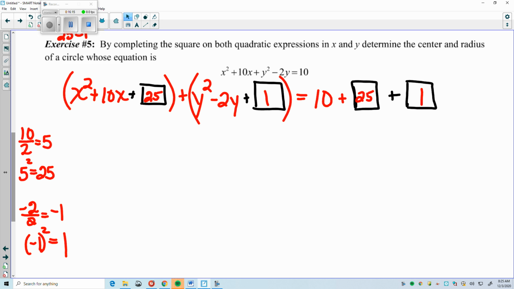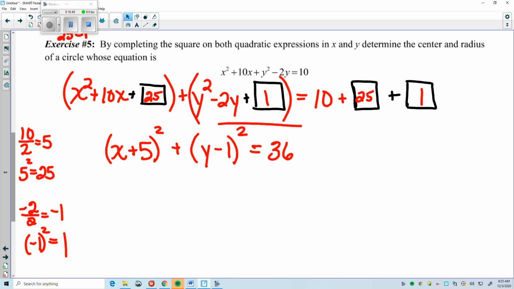Okay, and now we make our factors. So like we said before with our factors, whatever half of your middle term was, which in this first factor, half of the middle term was 5, that becomes the factor squared. Okay, do the same for the y. So half of your middle term, half of -2 is -1, that's your factor squared. And then over here, we just have to combine. So I have 10 plus 25, that's 35, plus 1 is 36.